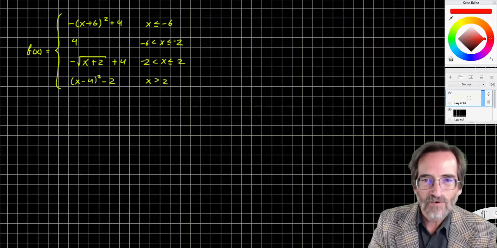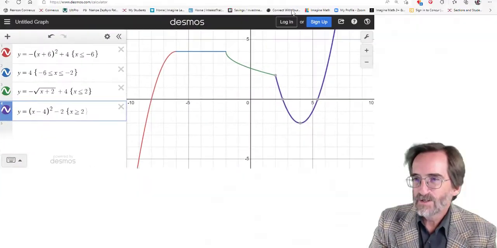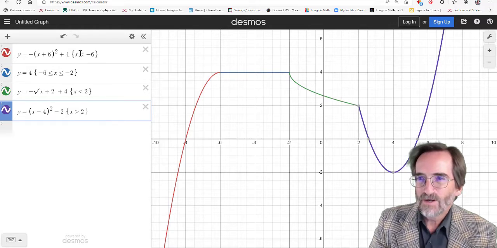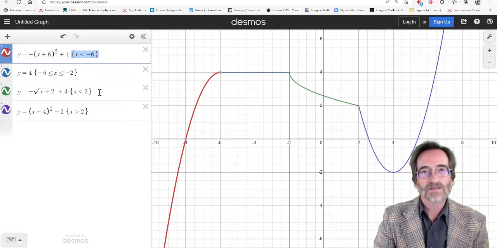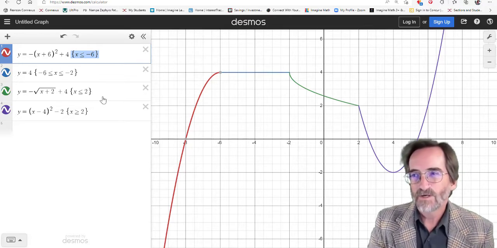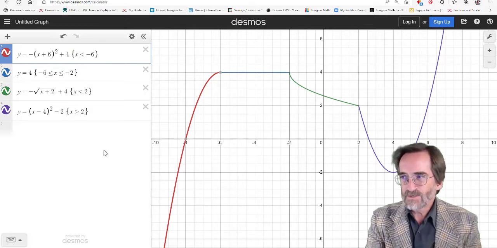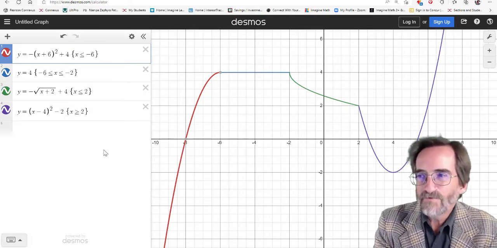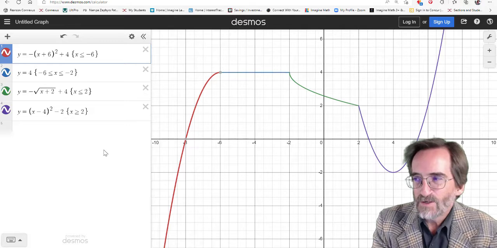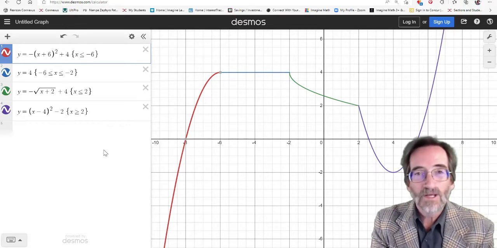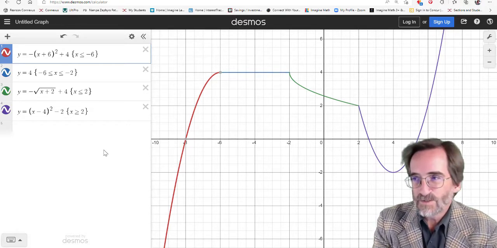Let's bring this in. I've already graphed this in Desmos. All right, and you can set domain restrictions by putting them in braces in Desmos. Really kind of a useful feature. But you can see that all of these are contiguous. That means that it's continuous. I can draw it from left to right. I can draw it without picking up my pencil, so it is continuous.